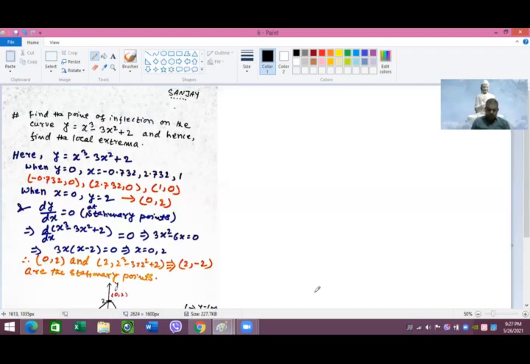So in this example, you can see it states: find the point of inflection on the curve y equals x cubed minus 3x squared plus 2, and hence find the local extrema. Local extrema means you find either a maximum or minimum point on the concave or convex part of the curve, not the absolute maximum or minimum.